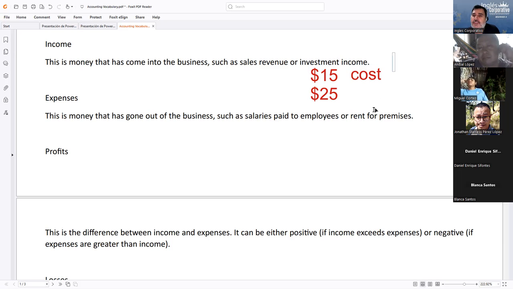The cost is $15, because he didn't need the electricity for that, and because he wasn't paying anybody. He didn't pay himself to make the lemonade. So the lemonade cost was $15. But what he sold it for was $25. So yes, the profit is $10. Okay, that's the idea.